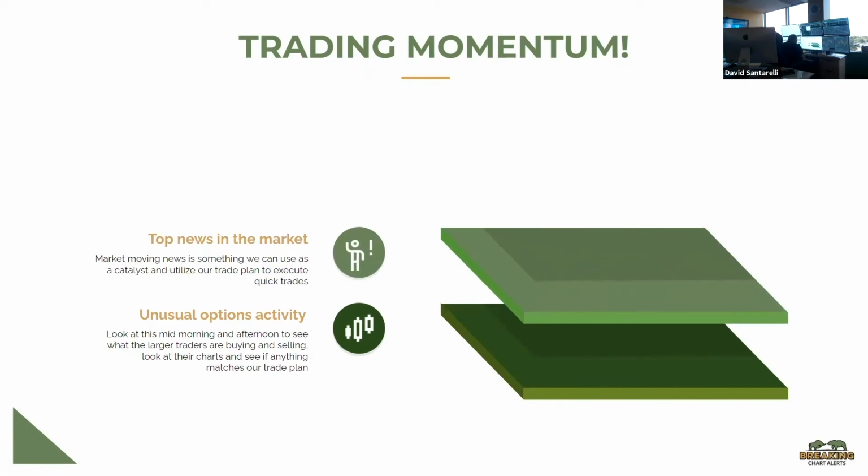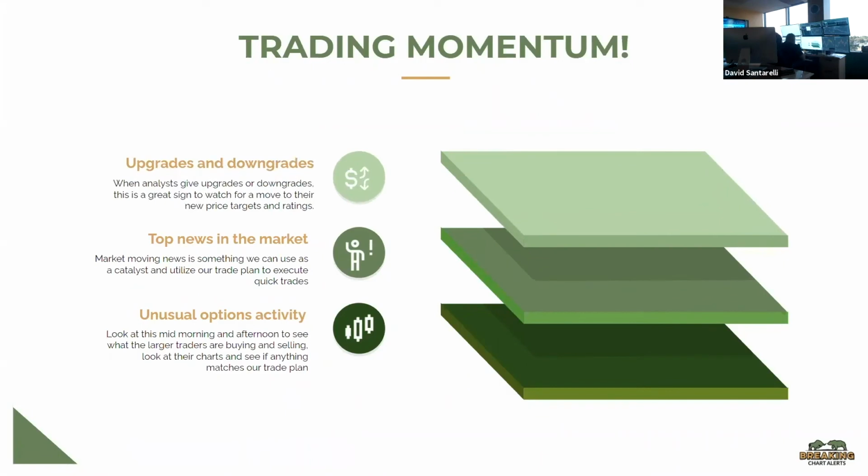Then what we want to do to trade momentum, top news in the market. You guys know we listen to Bloomberg, Thomson Reuters, Benzinga. Okay, market moving news is something we can use as a catalyst and utilize our trade plan to execute quick trades, either day trades or swing trades. Because if we change those charts to a today 1 minute chart, then we're set up to day trade. Okay, we have it set up now for a daily chart. So that's the big thing. News, the market is totally news driven. And then upgrades and downgrades. Okay. When analysts give upgrades or downgrades, this is a great sign to watch for a move to their new price targets and ratings. Okay.